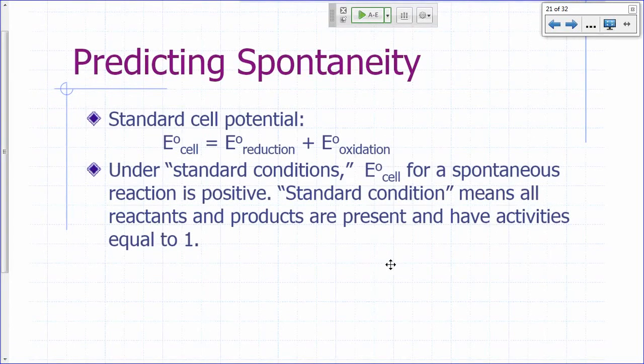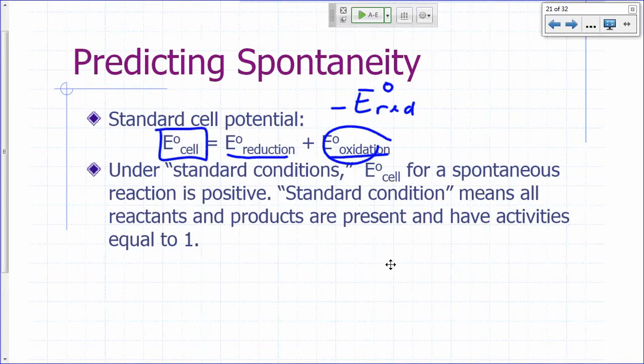Predicting spontaneity. Standard cell potential, okay, for a redox reaction, you can look at the standard reduction potential and the standard oxidation potential. If you add those two up, you get what's called the standard cell potential, okay? Now, this is really the negative of the reduction potential that you look up, right?